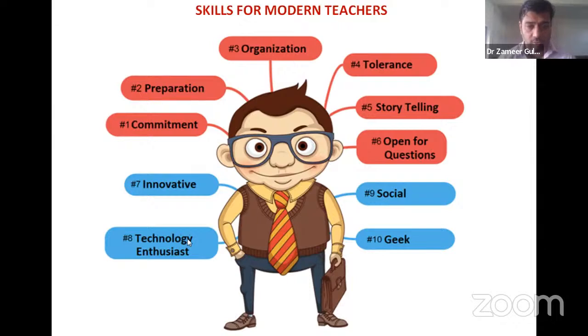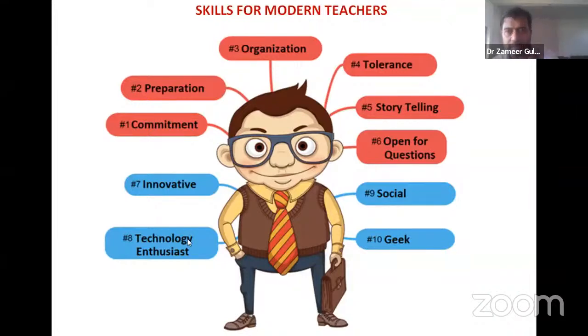And technology enthusiast also. The 8th point I will justify in the coming slides: why a teacher needs to be a technology enthusiast, because I have one theory regarding this. So you have to be social. When you are online, you have to go social. Like you have to give notes through WhatsApp, and you want to communicate with the students. You can communicate through an LMS. You can use Canvas, you can use Moodle, you can use any other free platform also. And you have to be a technology geek. The 8th and 10th points I will clear in the coming slides.